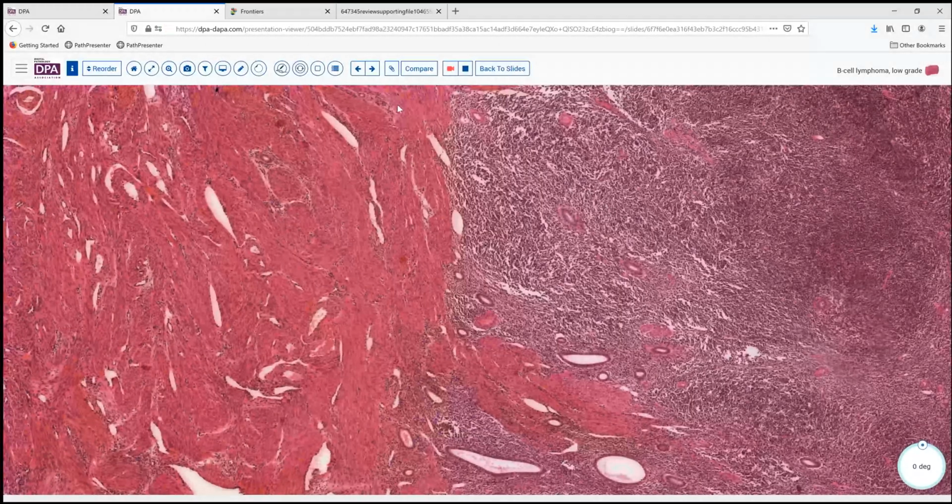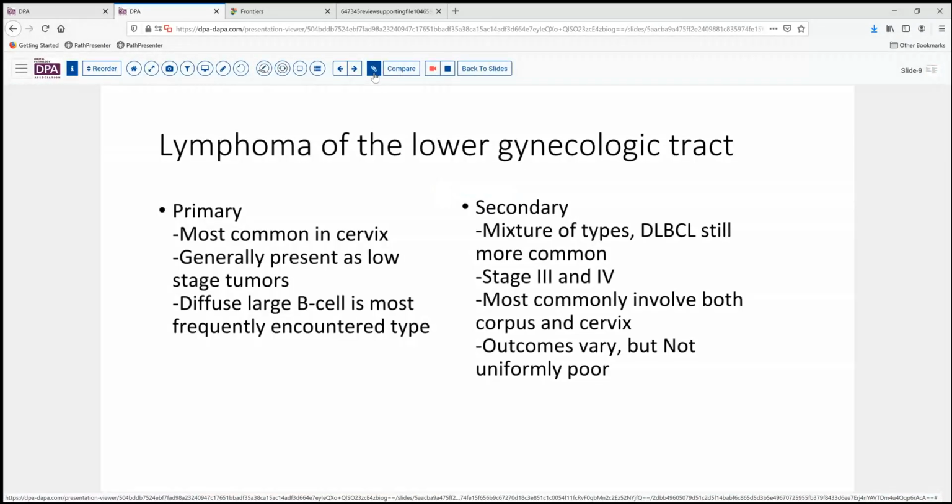So we can ask ourselves, what do we know about possible lymphomas in the GYN tract? Well, first of all, you sort of have to think about things that are primary, occurring here as the presenting symptom, as opposed to those that occur when we already have a diagnosis of lymphoma from some other site.